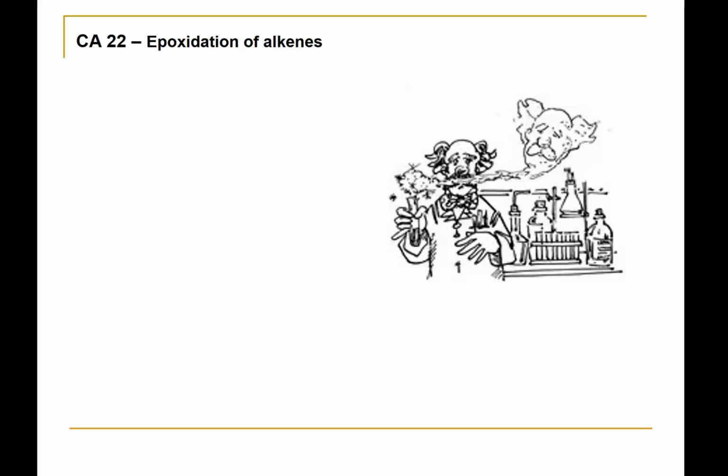In the chem activity number 22 and the corresponding videos, we'll be looking at the epoxidation of alkenes. So again, alkenes are acting as nucleophiles, or pi bonds acting as nucleophiles. And in this case, we'll initially be adding a cyclical oxygen. We're going to see that several different products can be generated as a result of that intermediate.